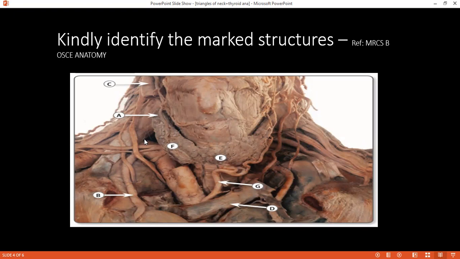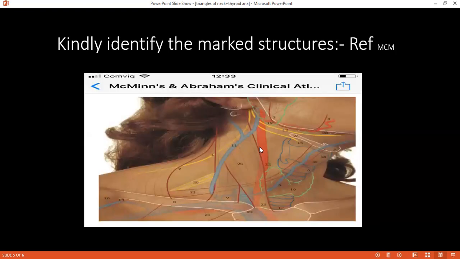All right, very good. Can you identify this structure, number C? Maybe the external carotid artery. Very good. What nerve passes just anterior to it? The vagus nerve. Very nice. Moving on, can you identify this blue number 11? Number 11 is the internal jugular vein. Very nice.